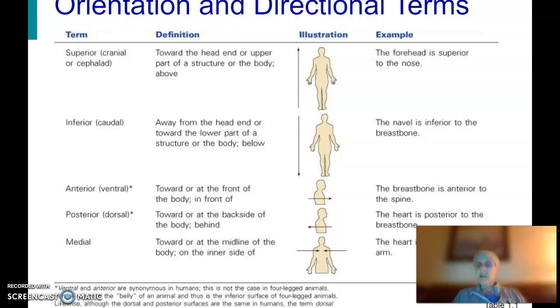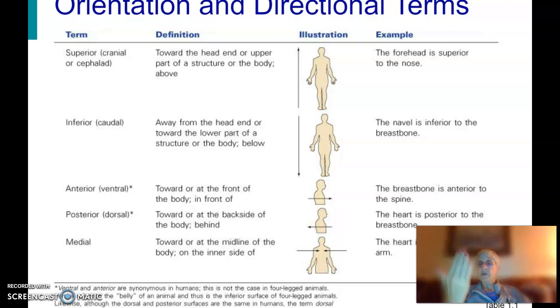We have medial and we have lateral. When you're looking at medial, you're considering that you're looking at a plane that cuts you exactly in half. So it goes down through the nose, the mouth, down the breastbone. So anything that lies closer to that median line is medial. Anything that is to the side of that is lateral.